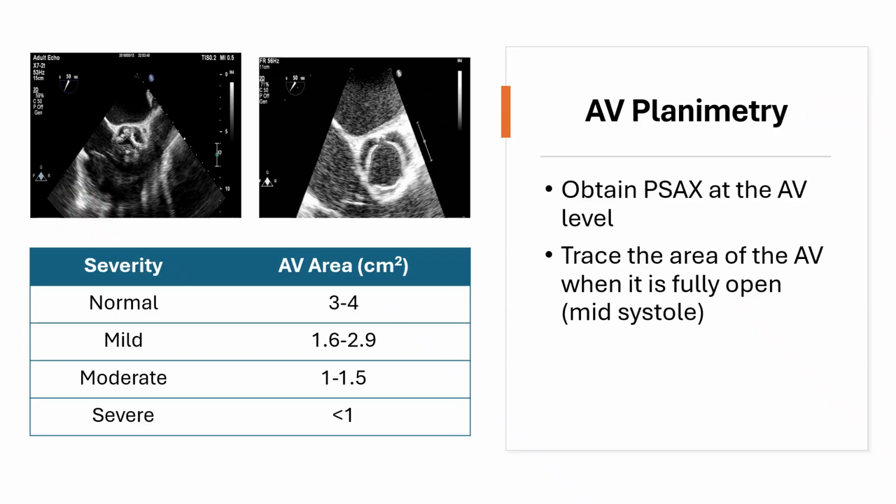Similarly to mitral valve area, you can utilize planimetry of the aortic valve. In order to do so, you need to obtain a parasternal short axis at the aortic valve level and trace the area of the aortic valve when it is fully open, typically mid-systole. Aortic valve area less than 1 centimeter squared is consistent with severe aortic stenosis.